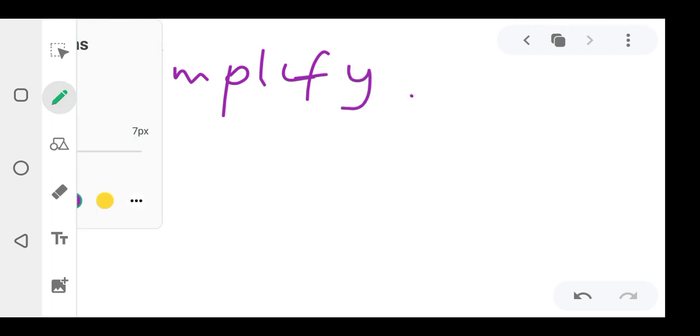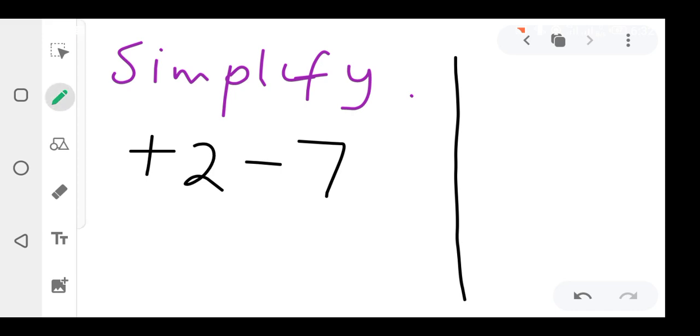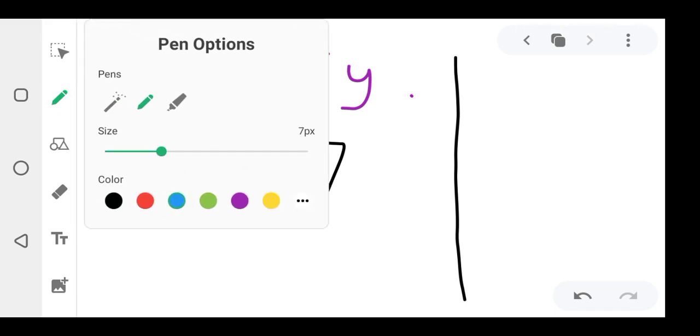For example, if a question comes and they say simplify, maybe they give you the integer plus 2 minus 7. Okay, they give you such an integer, and then they want you to find the answer. I'll draw a sub calculation this side. You don't need to do it. I'm just showing you so that you understand.